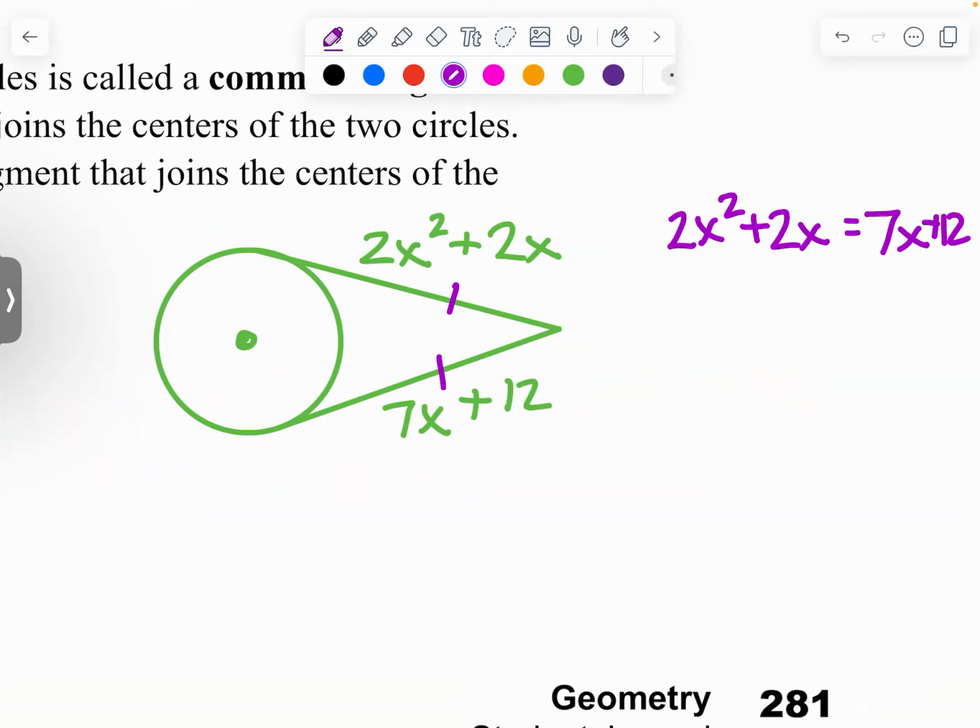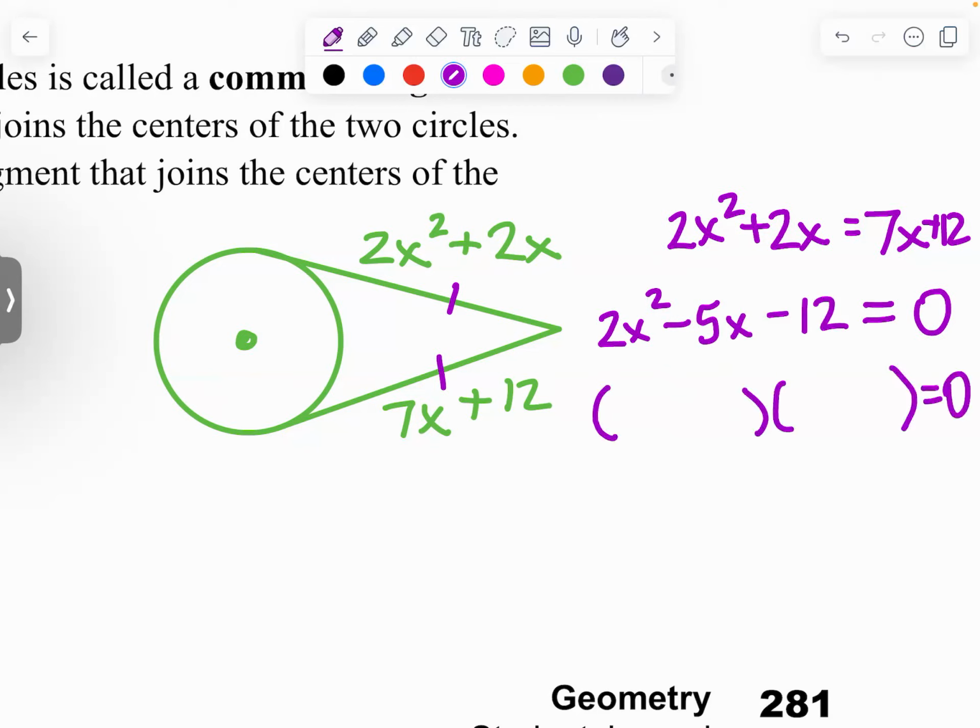Solve it. Okay, we need to set it equal to 0, right? So we need to subtract over the 7x and subtract over the 12 so that we can factor. Okay, you and your elbow partner work on factoring that for me.